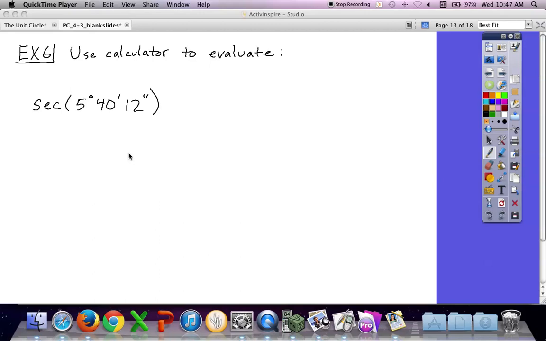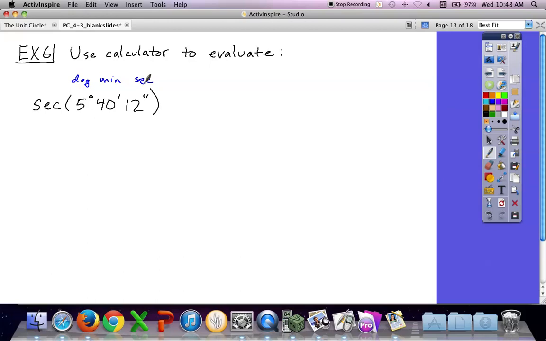So, using a calculator to evaluate, in this case it's a secant, and it's in degree mode, but it's actually not written like degrees in decimal form. It's actually written as degrees, that's the little circle, right? The one hash mark is minutes, and the next hash mark is seconds.